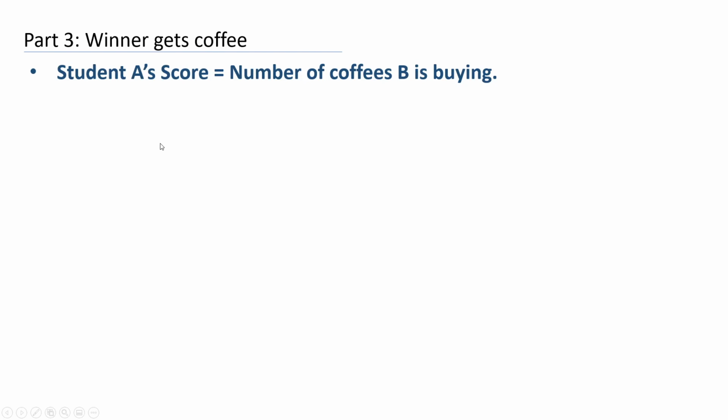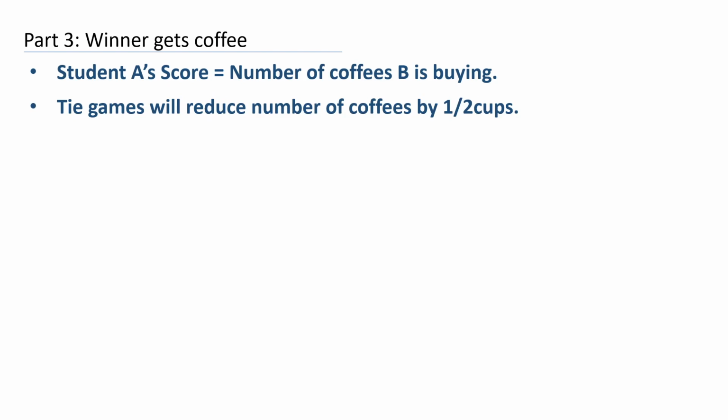Both students A and B agreed that the loser will buy coffee for the winner. The condition of the prize is that the winner's score of the winning round will equal the number of coffees. In this scenario, Student A won the game, so the score of Student A on round 3 is equal to the number of coffees that Student B is buying. Another condition is that if tie games exist before the winning round, the number of coffees will be reduced by half a cup.